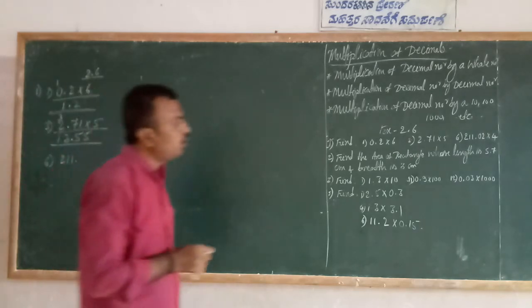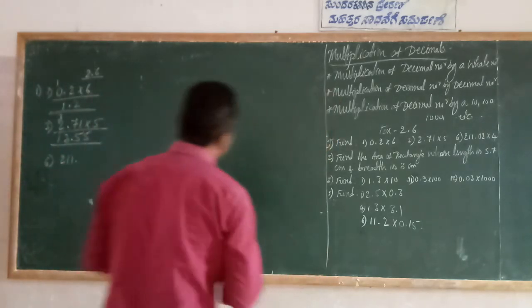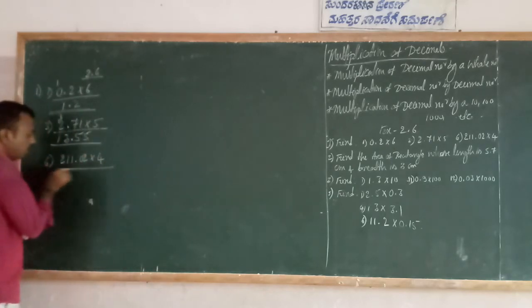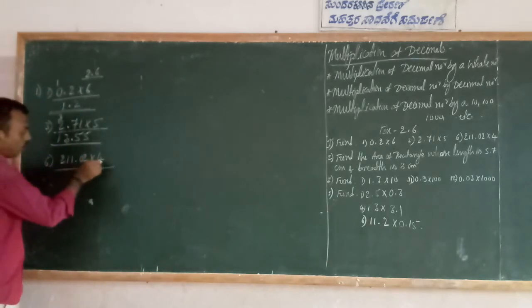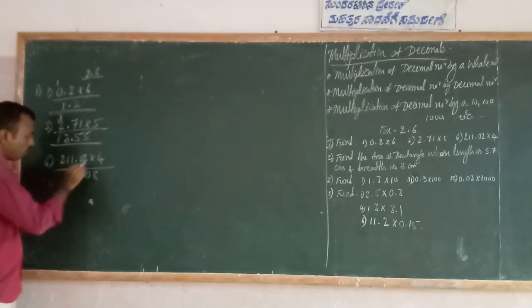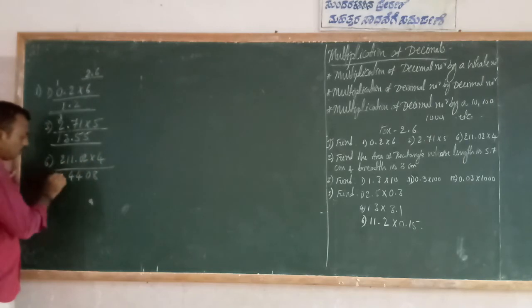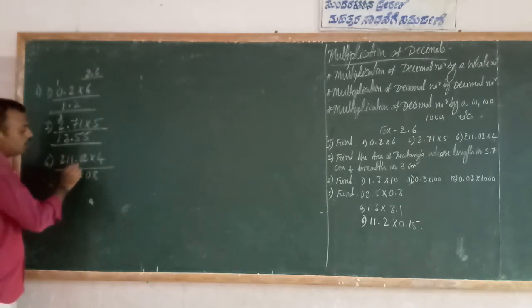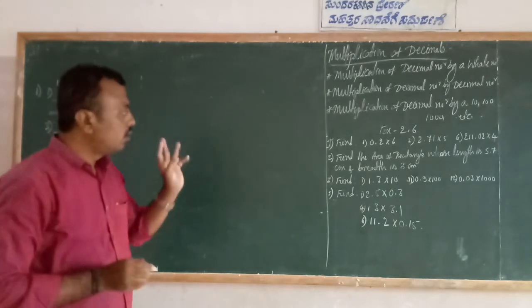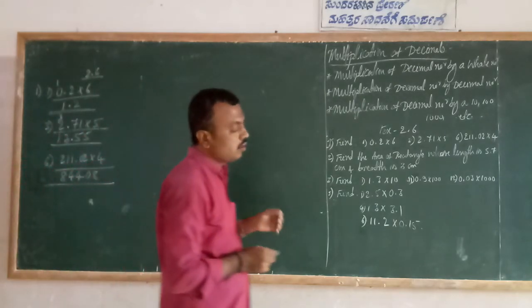What is the number? 211.02 into 4. See, same procedure. 4 twos are 8. 4 into 0 is 0. 4 ones are 4. 4 ones are 4. And 4 twos are 8. After how many digits is the point? Two digits. That's why the point goes after two digits, and the answer is 844.08. So the first exercise is done. The remaining questions you have to solve at home.